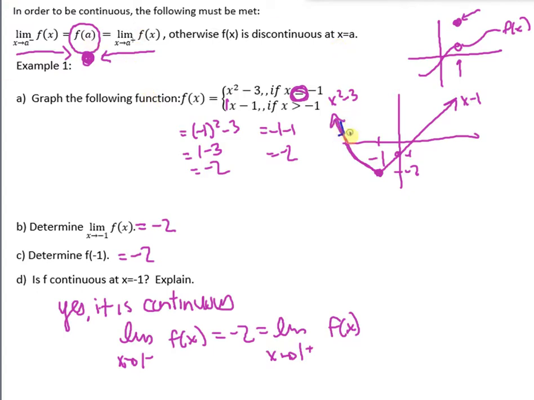So you showed how, as we come in from the negative side, we approach negative 2. As we come in from the positive side, we approach negative 2. And at that number, we subbed it in, and we got negative 2. Therefore, it's continuous.